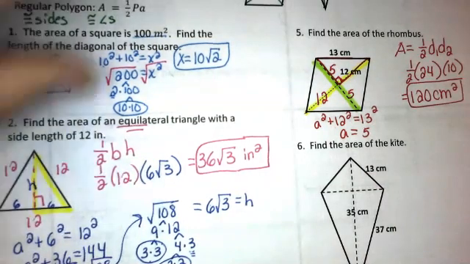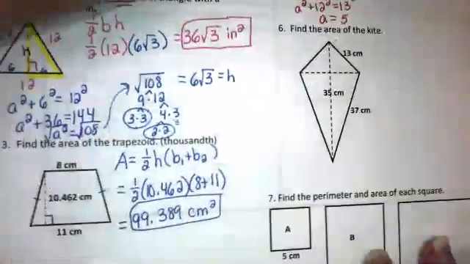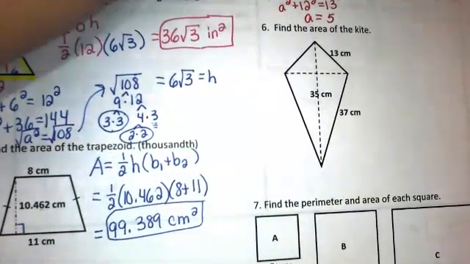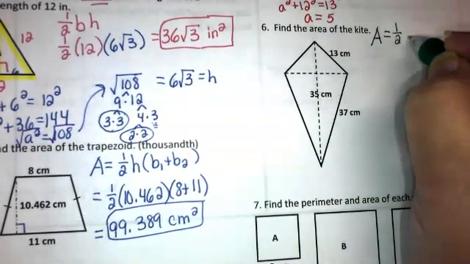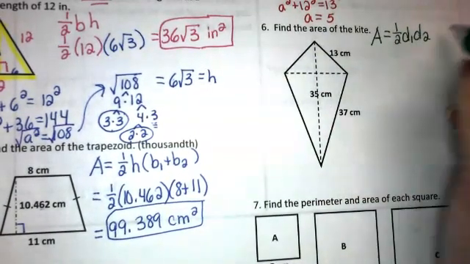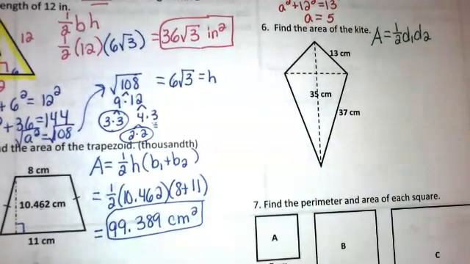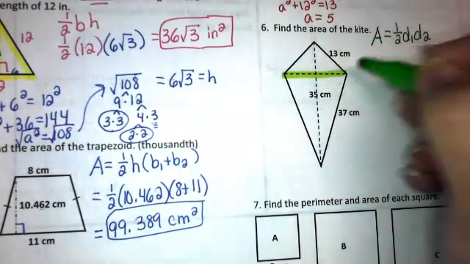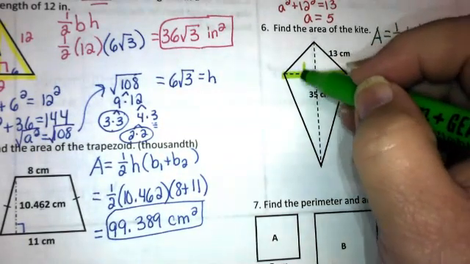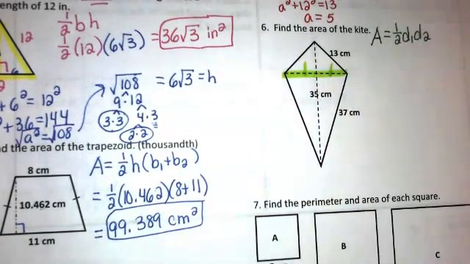Next up is our kite. Find the area of this kite. The kite formula is identical to the rhombus formula, but the kite's a slightly different shape. So we have the diagonal that goes across here. And if you remember, these two pieces are the same. Those little hash marks mean they're congruent.